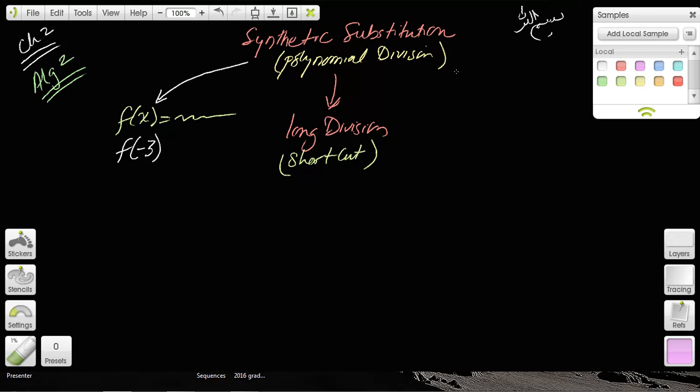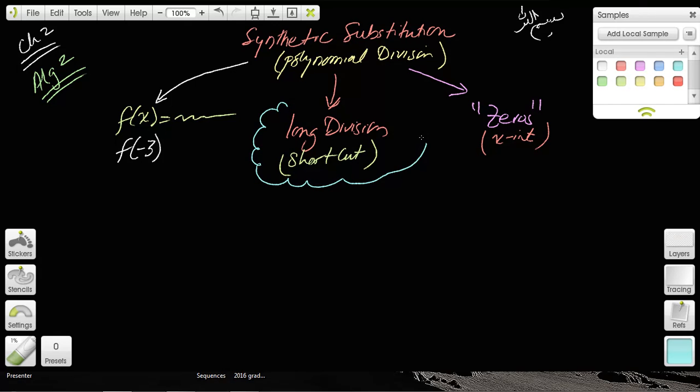And finally, we use synthetic substitution for finding zeros of a function. These are basically x-intercepts, and these are very important in being able to graph these polynomials. But this is a topic for the future. Today, inshallah, we're going to do long division using synthetic substitution.